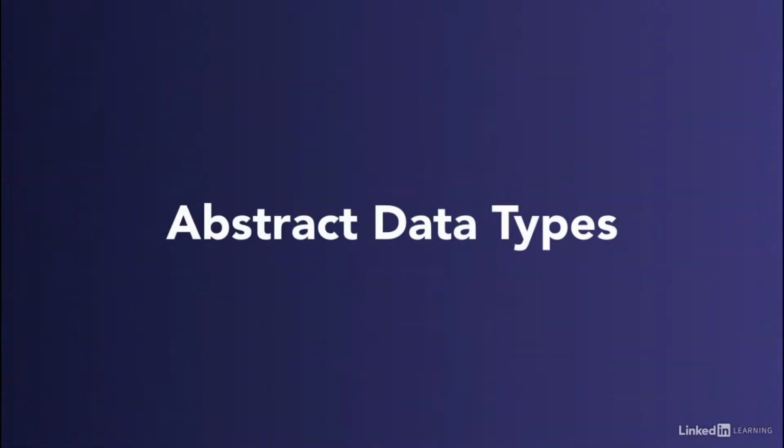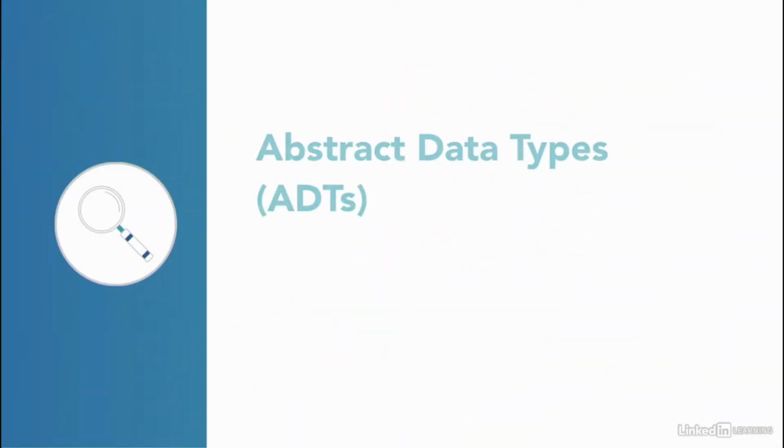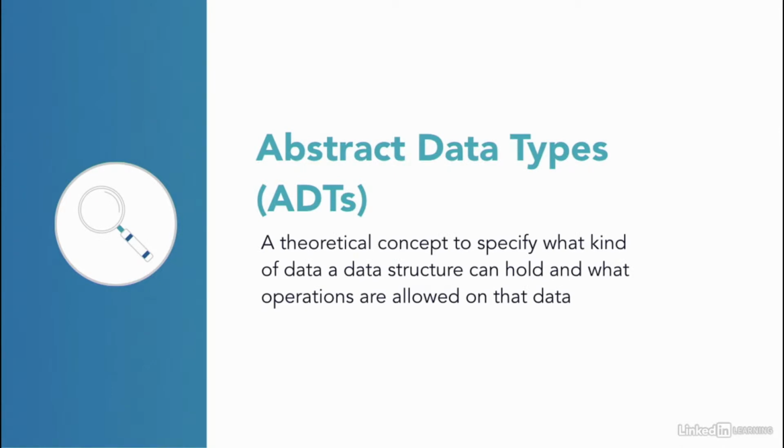Before we get into the code for linked lists, it's helpful to understand what an abstract data type is. Abstract data types are a theoretical computer science concept. They simply describe what kind of data a data structure can hold and what operations are allowed on that data. If you were creating an entirely new abstract data type from scratch, you could decide what kind of data you wanted it to hold and what operations would be allowed on it.